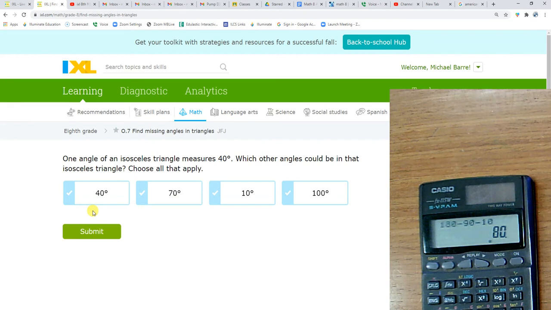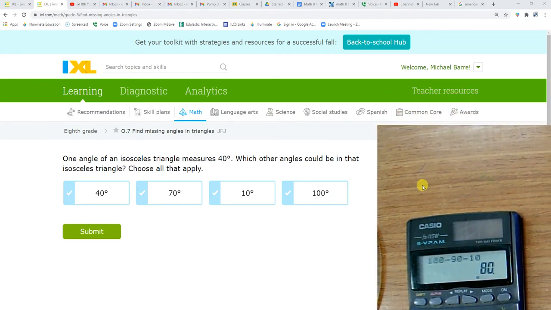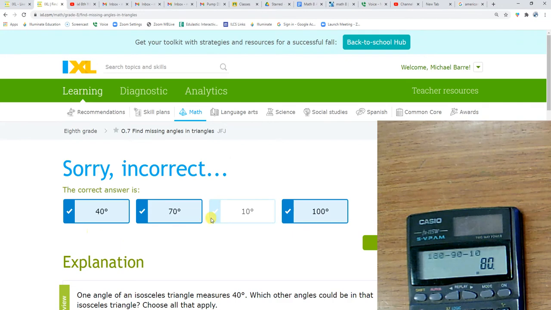One angle of an isosceles triangle measures 40. Which other angle could be in that isosceles triangle? Choose all that apply. Isosceles has two sides and two angles that are the same. So 40 and 40, those are the two angles that are the same, and then 100 takes me up to 180. Nope, doesn't like that.